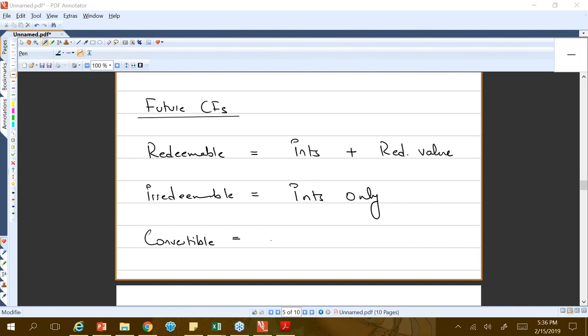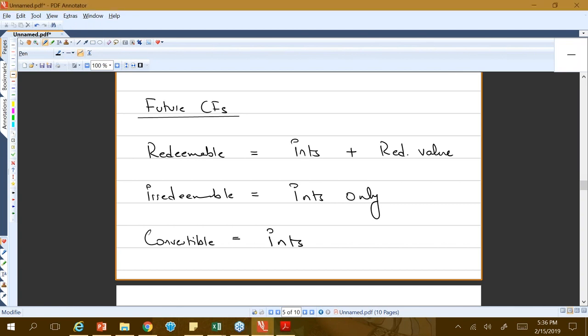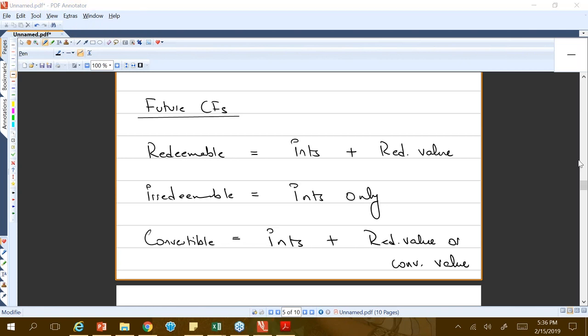When we think of convertibles, the cash flows here are interest plus the redemption value or the conversion value, whichever is the higher one. So these are the future cash flows involved here.